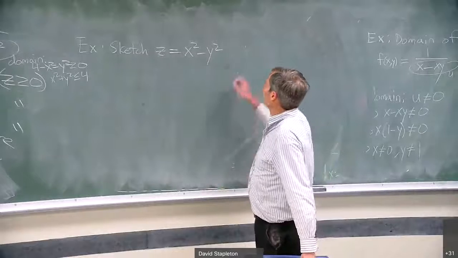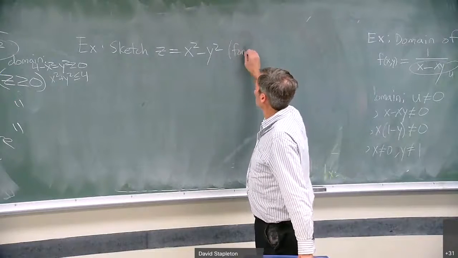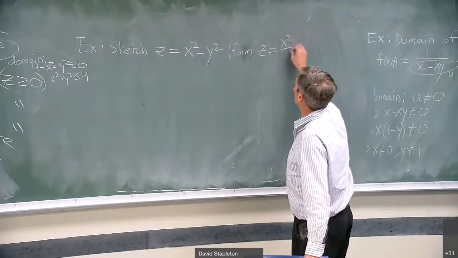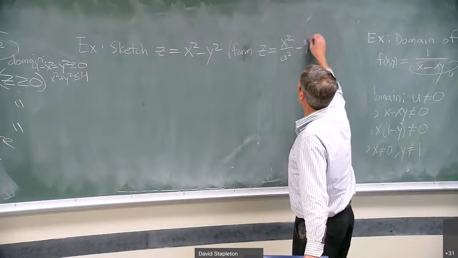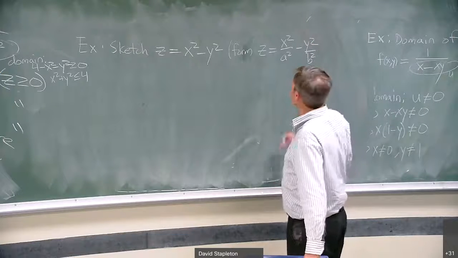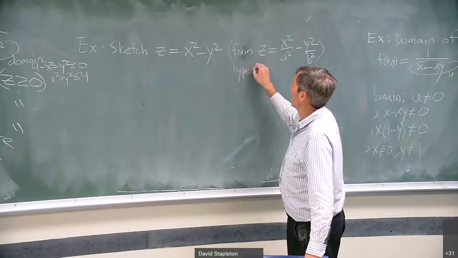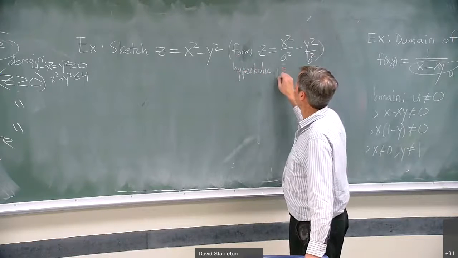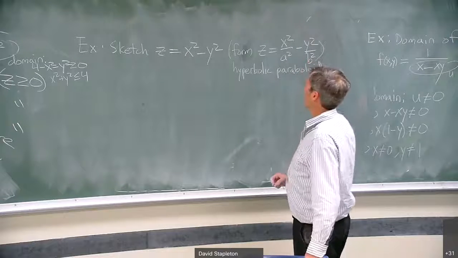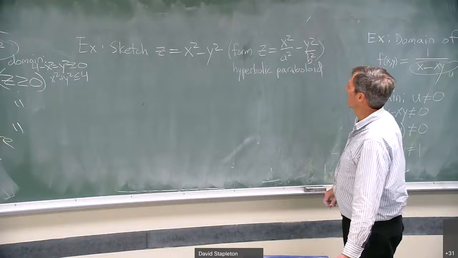The trick is to go back and recognize this has the form of something you've seen before. Just like the sphere does, right? This is z equals x squared over a squared minus y squared over b squared. What is that called? One of the hardest ones, actually. This was a hyperbolic paraboloid. In calculus 3.